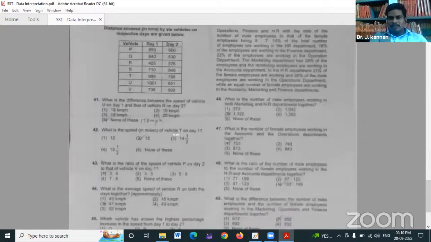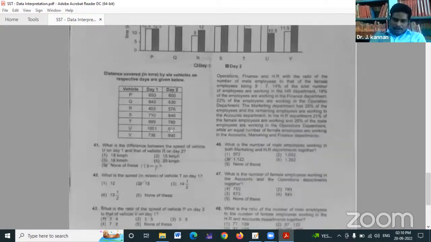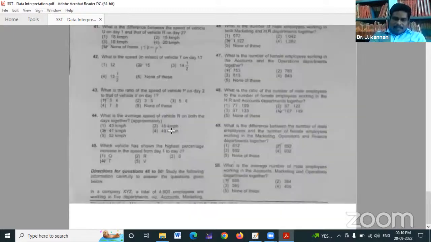So how to solve this type of problem? Data interpretation is purely a problem where all the data is given in a graphical mode. Graphical mode means line graph, bar graph, or paragraph graph. So first of all, we solve paragraph problems.